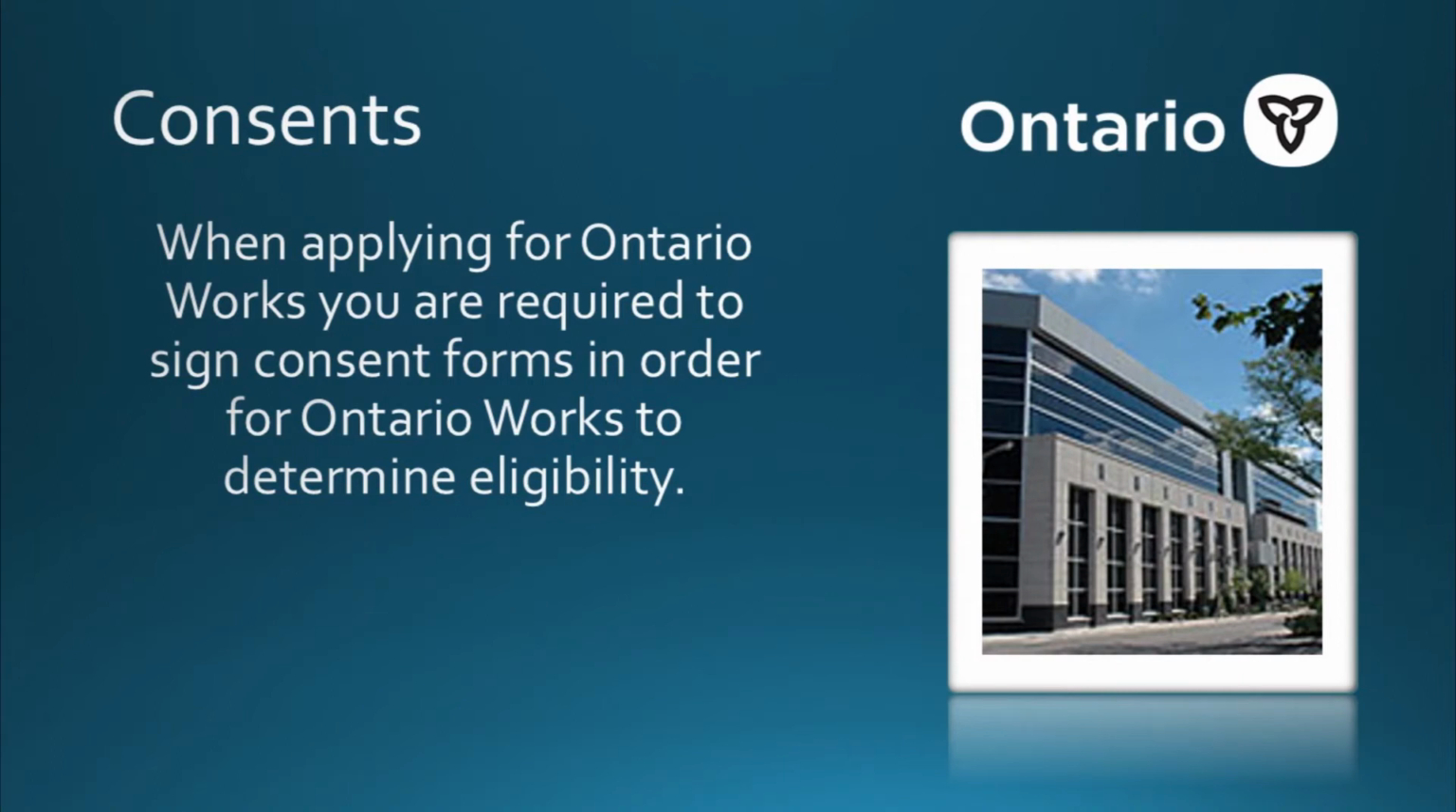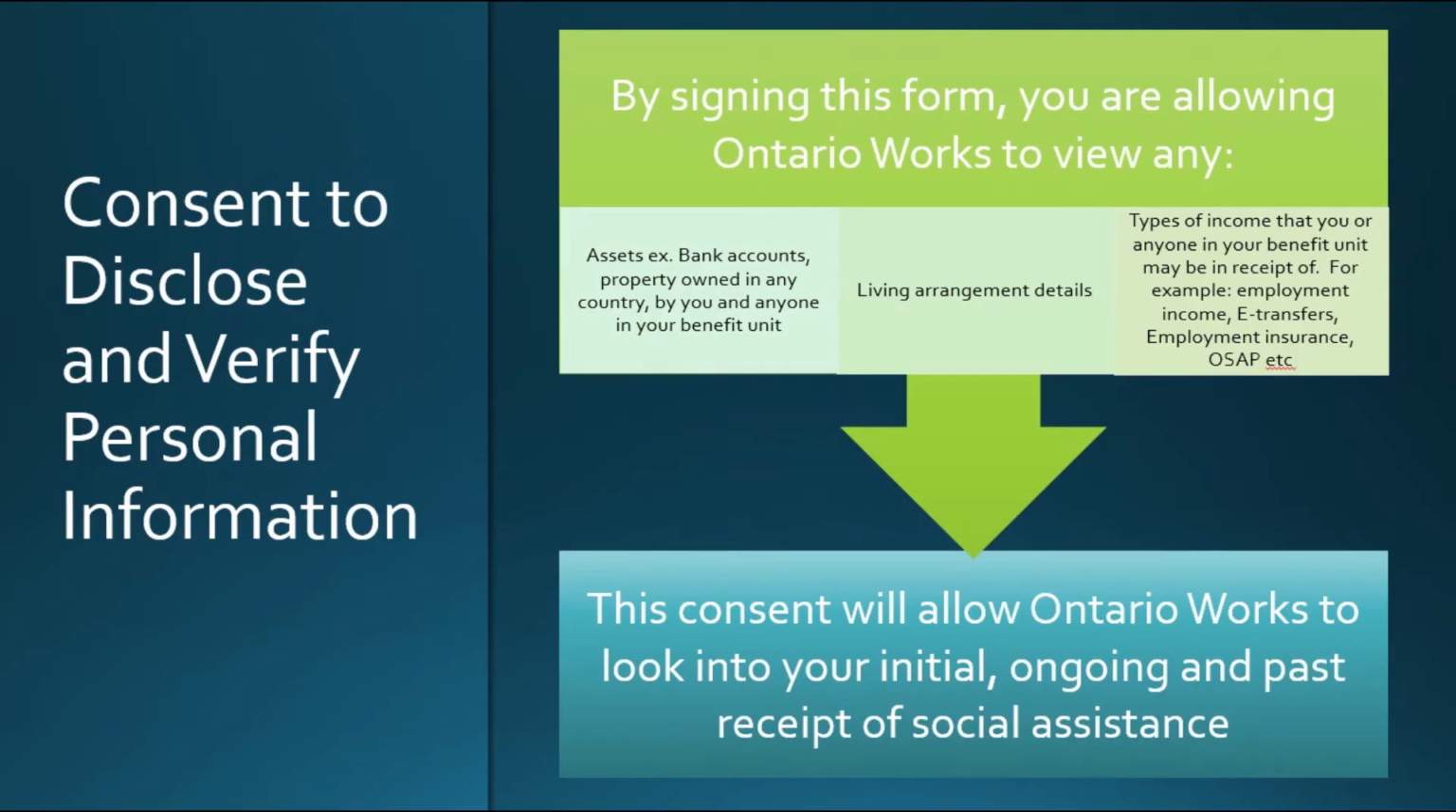Consents. When applying for Ontario Works, you are required to sign consent forms in order for Ontario Works to determine eligibility. Consent to disclose and verify personal information. By signing this form, you are allowing Ontario Works to view any assets, for example, bank accounts, property owned in any country by you and anyone in your benefit unit, living arrangement details, types of income that you or anyone in your benefit unit may be in receipt of.